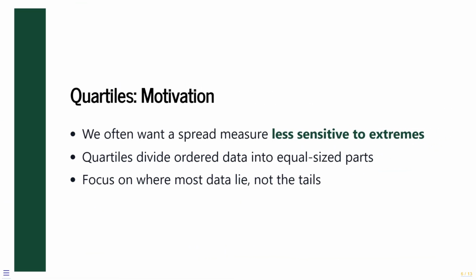To reduce the influence of extreme values, we turn to quartiles. Quartiles divide an ordered dataset into equal-sized portions. They help us focus on the center of the distribution rather than the tails.